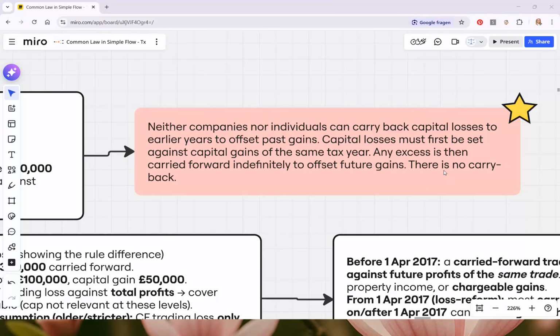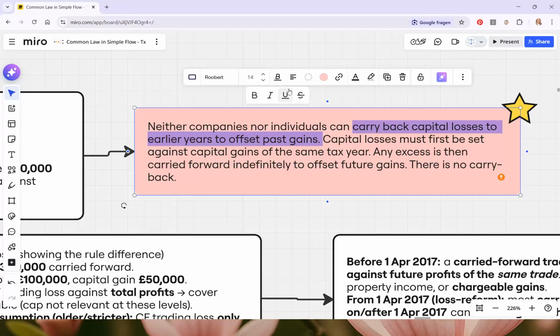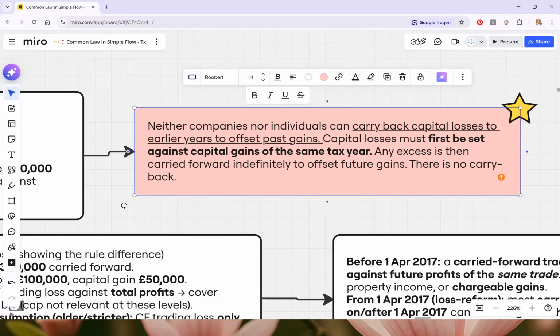Neither companies nor individuals can carry back capital losses to earlier years to offset past gains. Capital losses must first be set against capital gains of the same tax year. Any excess is then carried forward identifiably to offset future gains. There is no carryback.